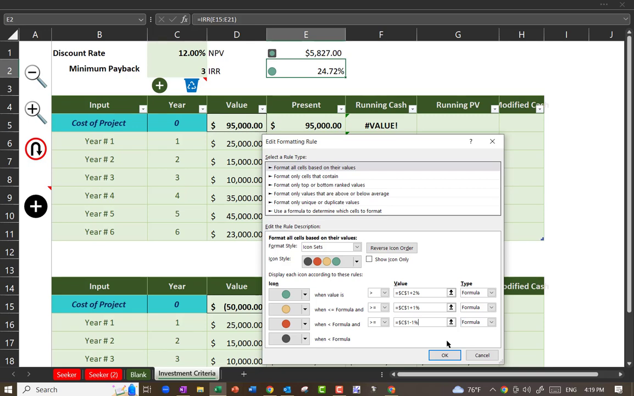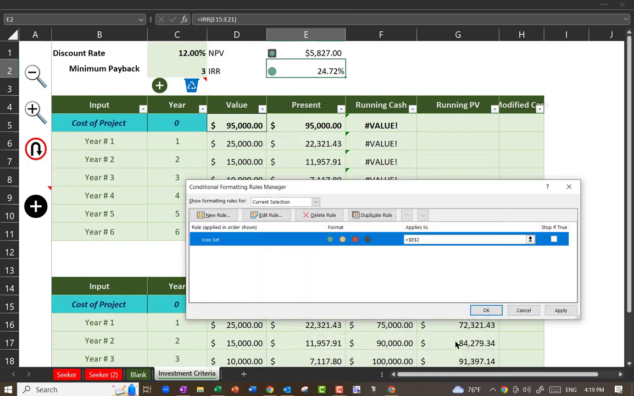Or if it's less than 1%, 1% less than discount rate, red. If it's even less than that, black. Again, I'm doing this only for variation purposes. You may or may not be finding that desirable. So in this case, green.